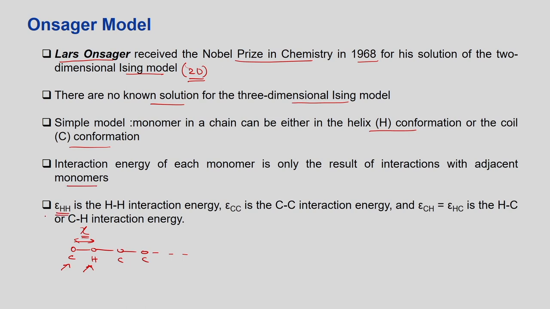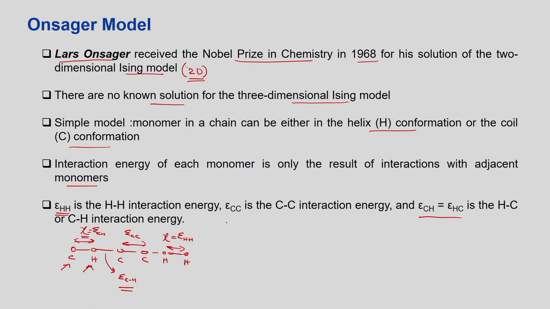So if I write epsilon HH, it is the HH interaction. Suppose here is H, and again you have H here. This energy is equal to E_HH. Similarly, this energy is E_CC, and then you have E_CH. But E_CH and E_HC are equal. So this is again E_CH. Like that, you have different energies for different conformers.